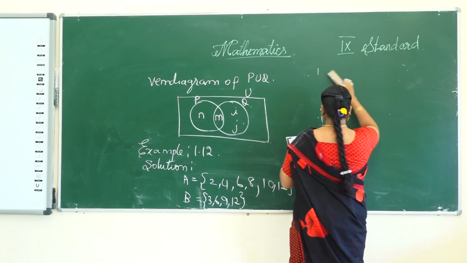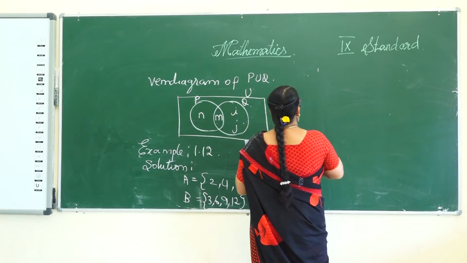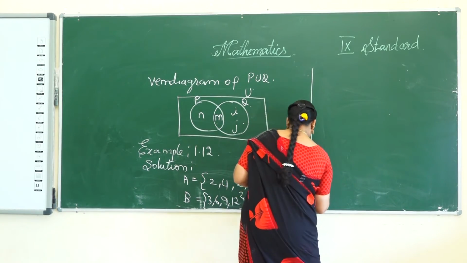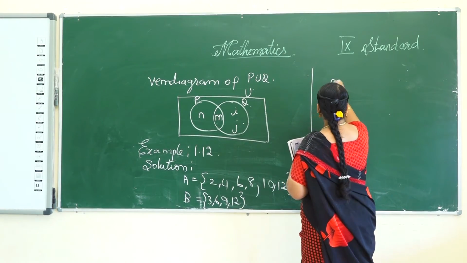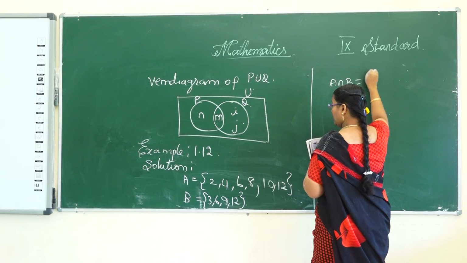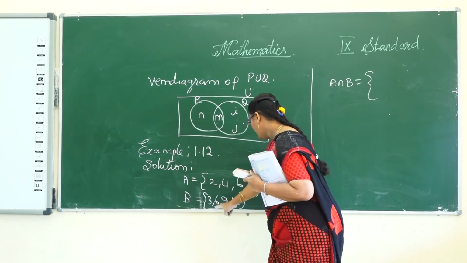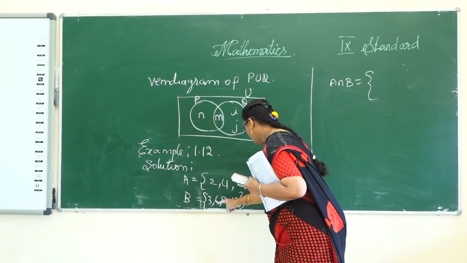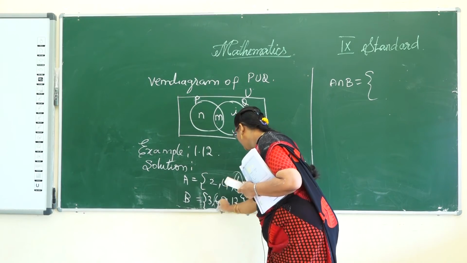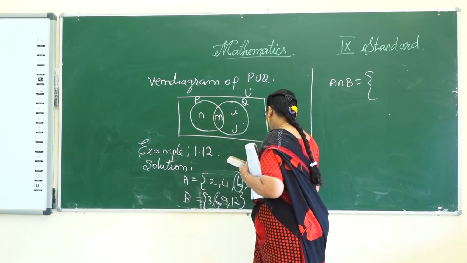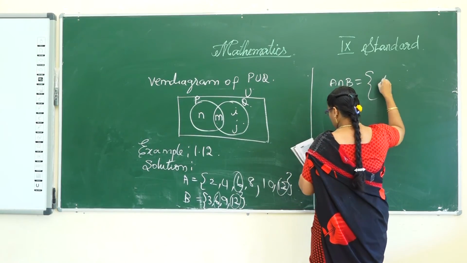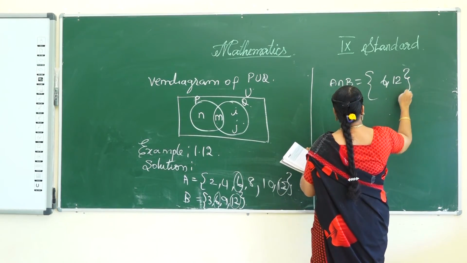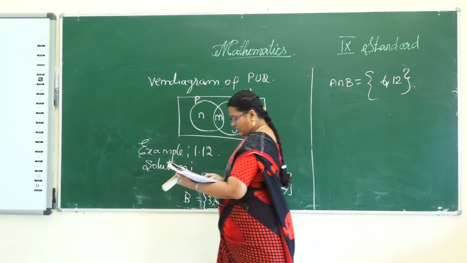A intersection B means common to both sets. So A intersection B is equal to the elements that are common. 3 is not in A, so 6 is common and 12 is also common. So 6 and 12 are the common elements. That is A intersection B.